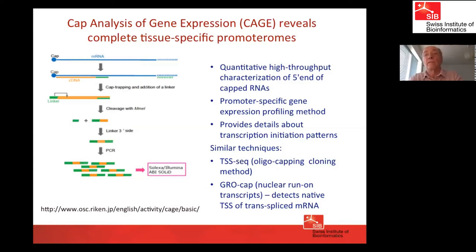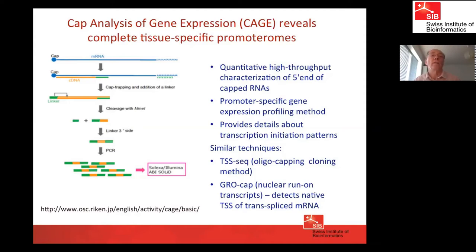So what is important about CAGE is that it is a quantitative method to characterize RNA. So in a way, it substitutes for other types of gene expression assays like RNA-seq or microarrays. However, the advantage is that it gives you promoter-specific expression values. As you probably know, many eukaryotic genes have multiple promoters, and these promoters often are regulated in a tissue-specific manner. And as a side product, this technology also provides a detailed picture of the transcription initiation pattern in the promoter regions, which may tell you something about the specific molecular mechanisms by which transcription is initiated and regulated.